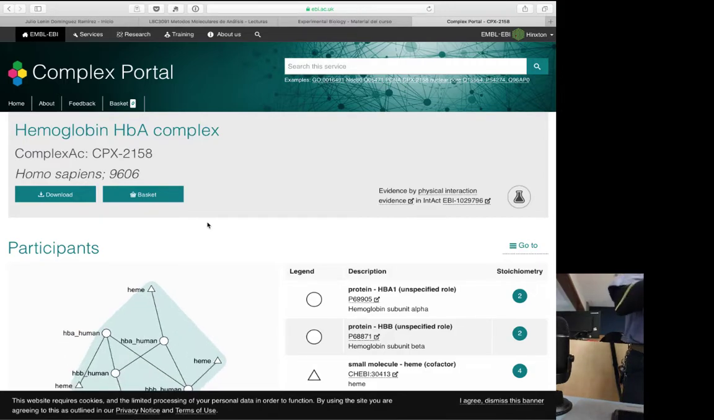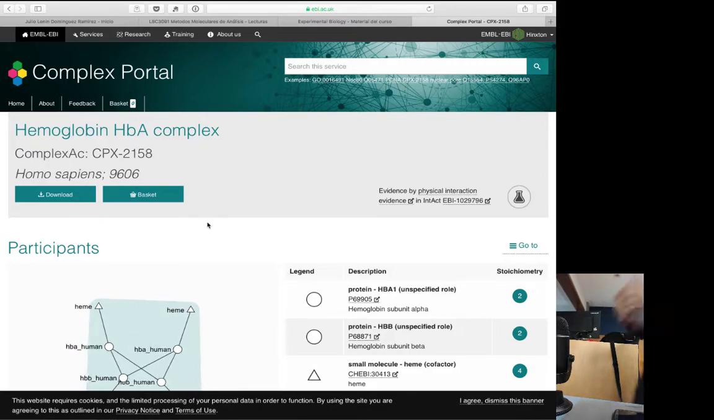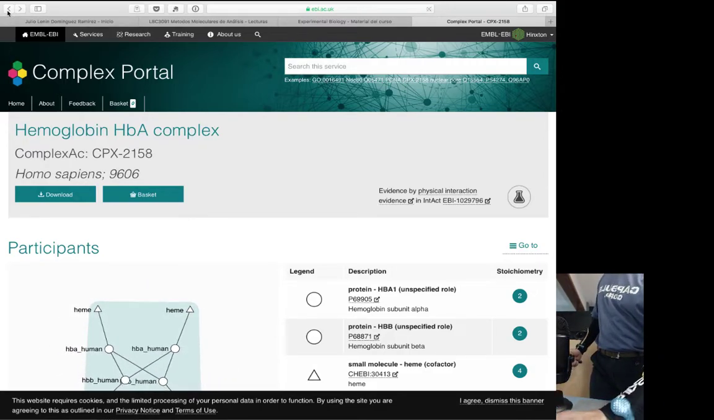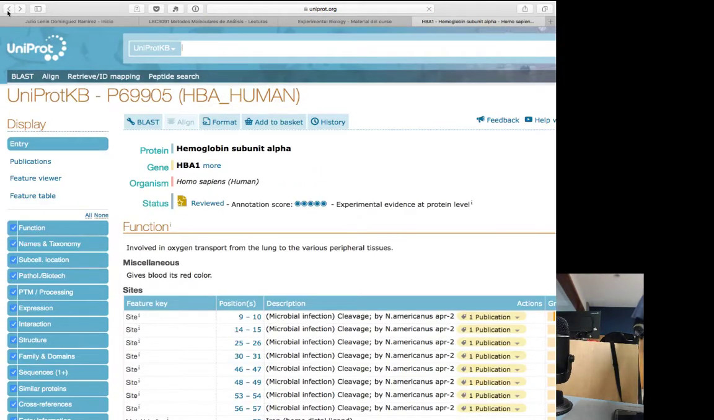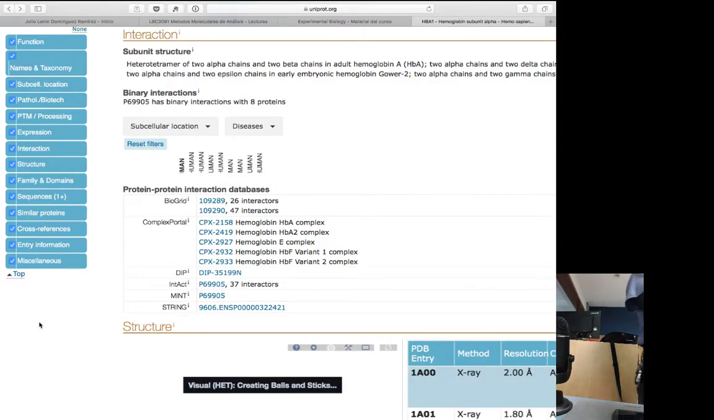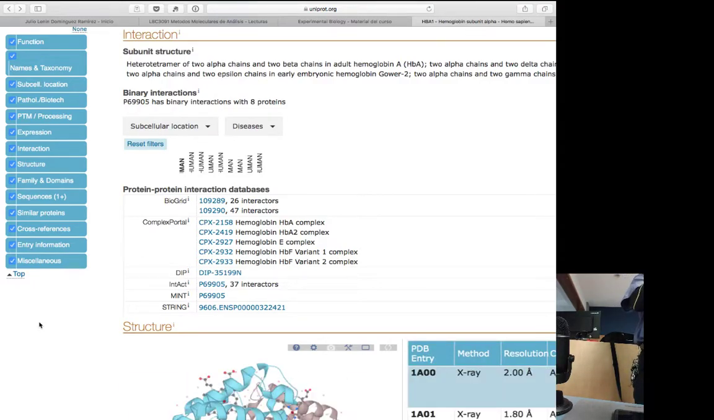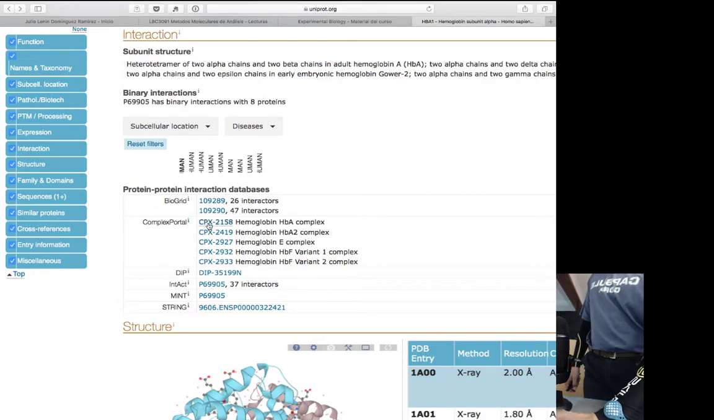The complex portal. So you have two sections. I'm going to go back so you can see it. You have two sections under interactions. First, the part that doesn't look okay in my computer. Then BioGrid, and then complex portal. Click on the first entry on the complex portal, which is what I did accidentally.